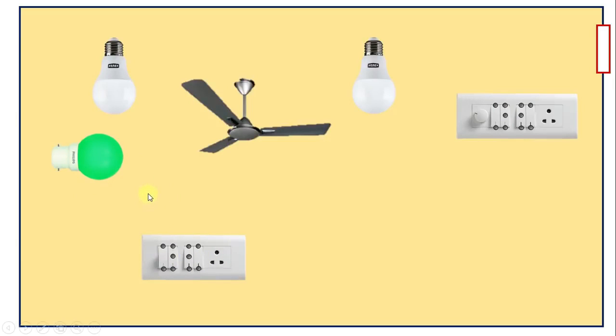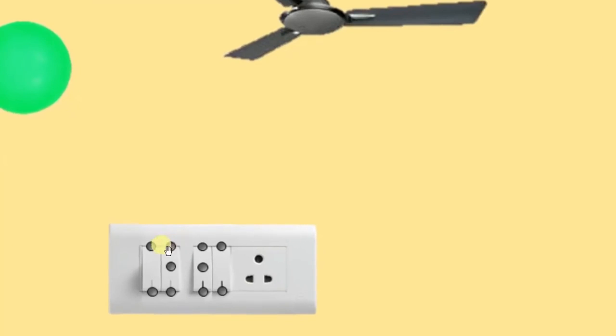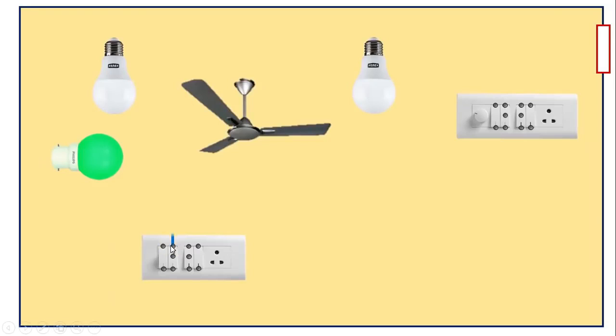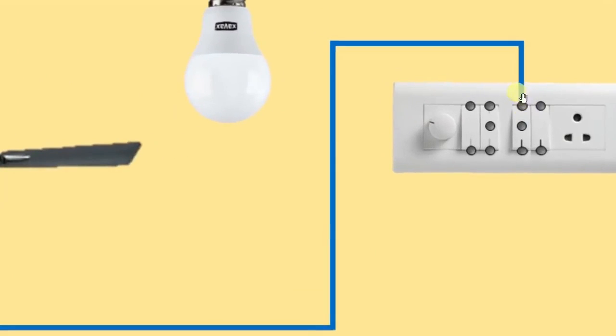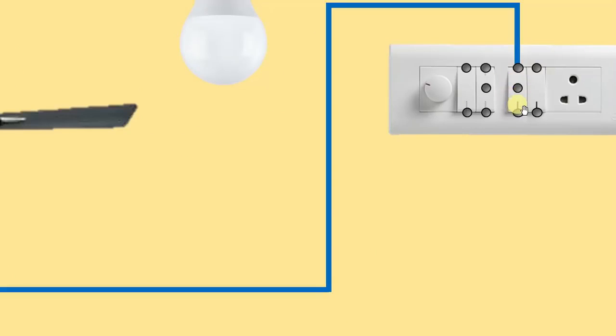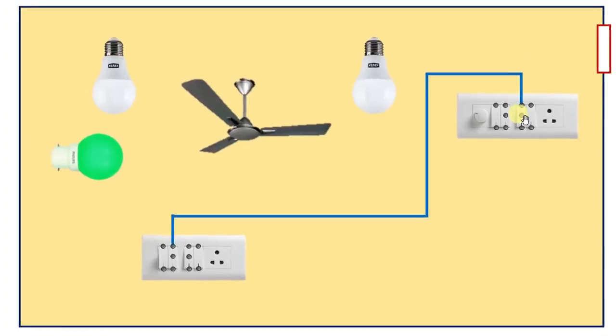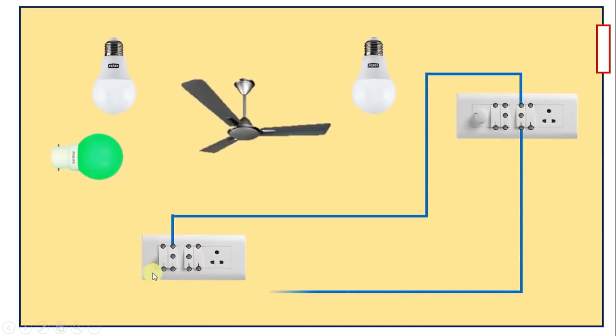Now let's start the wiring. First of all we will do the wiring of the two-way switches so that it will be easy for you to understand. See, this two-way switch here, the upper terminal of this switch, this one. From this terminal connect a wire, and on the second two-way switch here, connect this wire with the upper terminal of this two-way switch. So I connected this here. Now the lower terminal of the same two-way switch here, connect a wire with this terminal, and with the lower terminal of the other switch, connect this wire.